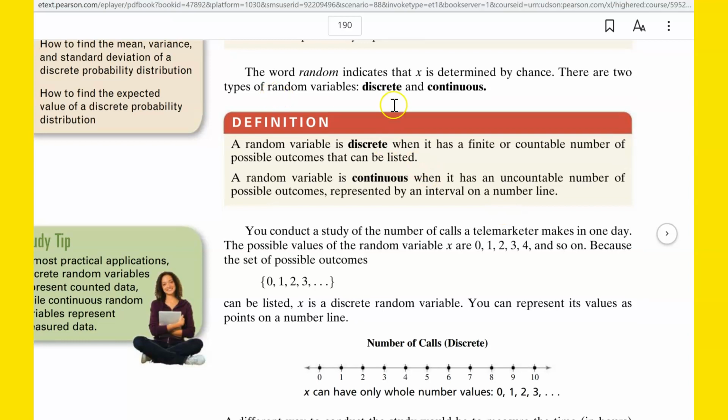There are two types of random variables, discrete and continuous. A random variable is discrete when it has a finite or countable number of possible outcomes that can be listed. Finite or countable. In other words, it can be infinite as long as it can be countable or listed in a particular way. A random variable is continuous when it has an uncountable number of possible outcomes represented by an interval on a number line.